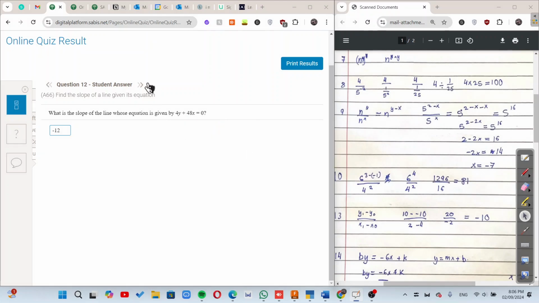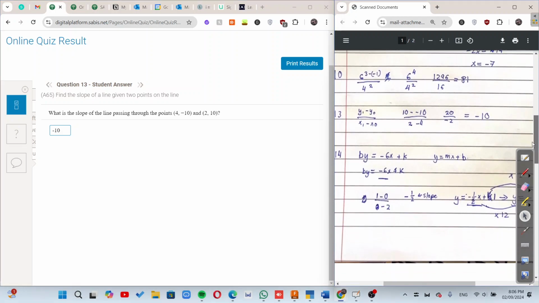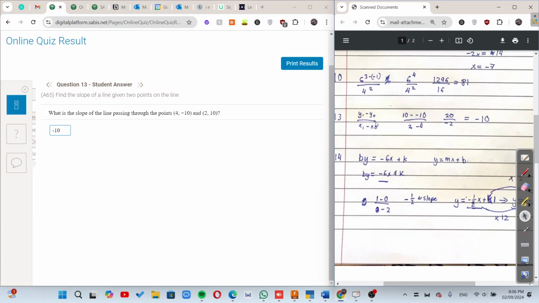Okay, so now on to the next question. What is the slope of the line passing through the points (4, -10) and (2, 10)? Here we can use the equation of the slope, which is y1 minus y0 over x1 minus x0. You could pick any point to start with as your y1, but it's important that you also start with its x when subtracting. So 10 minus negative 10 over 2 minus 4 is going to give you 20 over negative 2. When simplifying, you get negative 10.